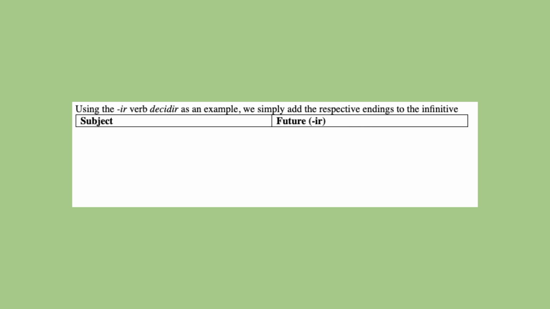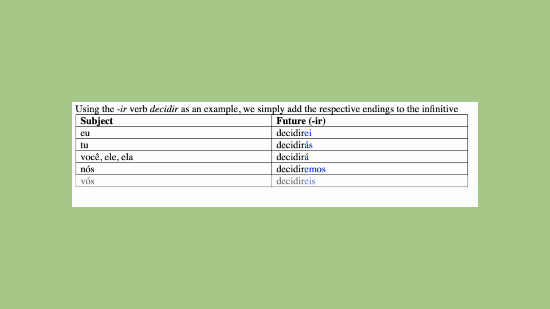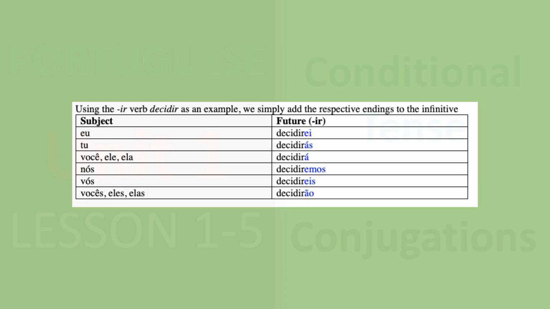And for decidir, we again simply attach the future endings to the end of the infinitive. Decidirei, decidirás, decidirá, decidiremos, decidireis, decidirão.